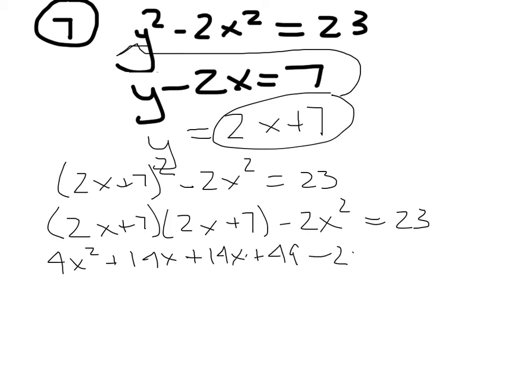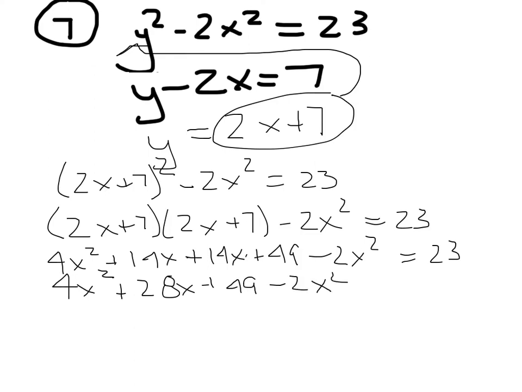This negative 2x squared is still part of that left-hand side. I can clean this up a little bit here. I'm going to have 4x squared plus 28x plus 49 minus 2x squared. This is quadratic, so I want all the terms on the same side, so I'm going to subtract that 23 over. Lastly, I can combine some more terms here. The 4x squared minus the 2x squared will be 2x squared. I have a 28x. I also have another pair of like terms. I have a 49 minus 23. 49 minus 23 is 26.